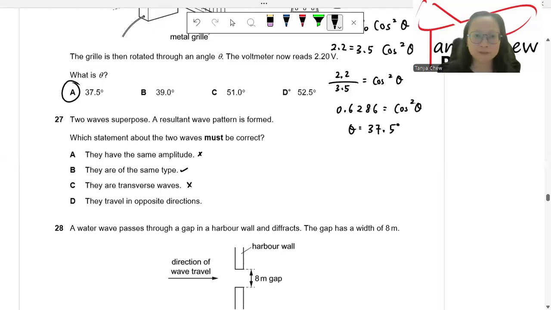They travel in the opposite direction. Must be correct? No, they could travel in the same direction, right? As long as one is faster or one is slower compared to the other one. B is the answer.